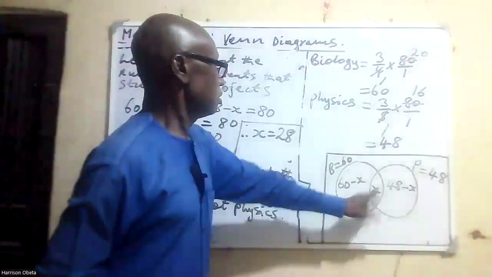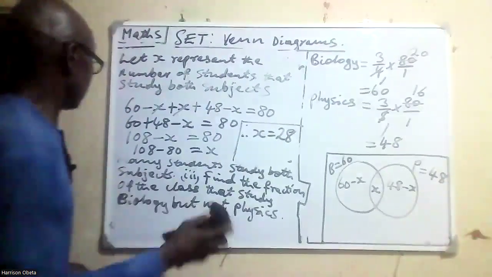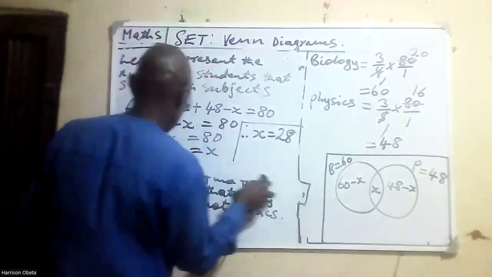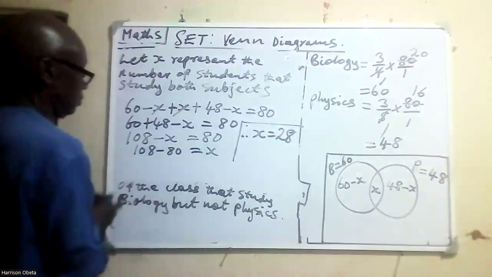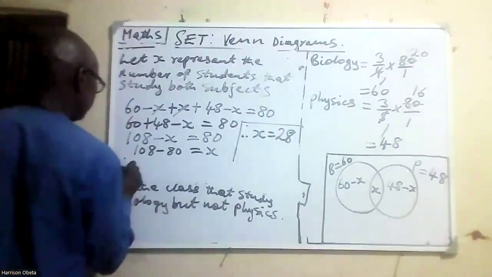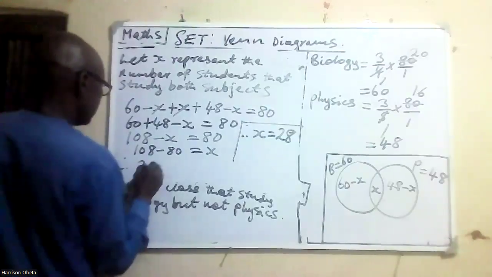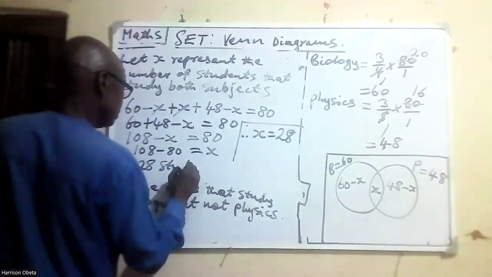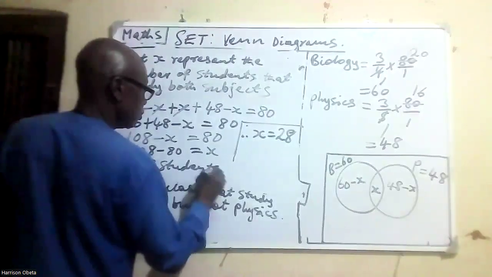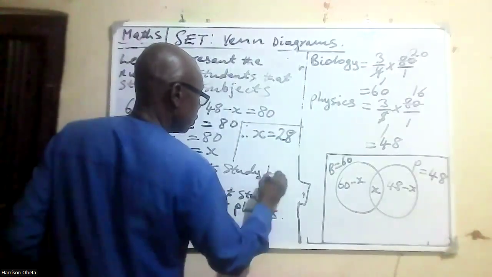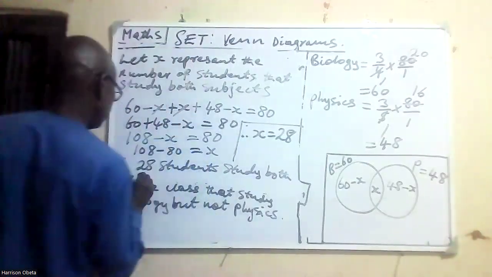So it means that 28 people studied both subjects. Now, therefore, 28 students study both subjects.